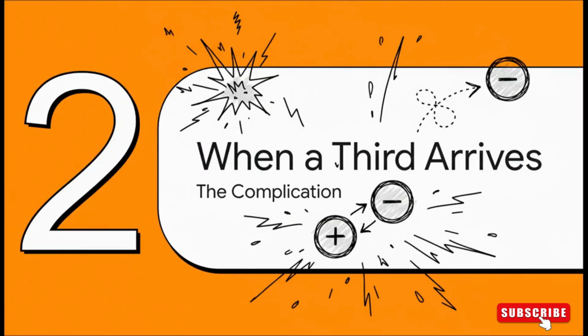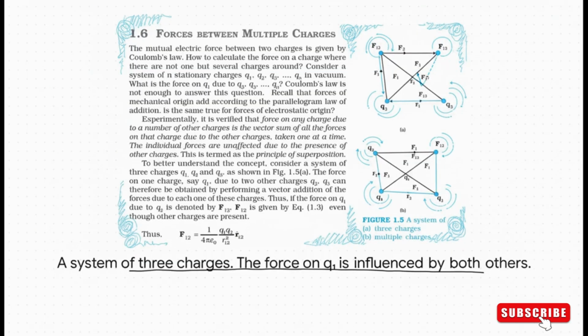All right, now things get interesting. We're introducing a new player to the game, a third charge. And this is where you think things might get really complicated. Just look at this diagram. It lays out the new problem perfectly. We've still got that original force, F12, acting between our first two charges. But now, this new charge, Q3, is exerting its own force on Q1, a force we're calling F13. So suddenly, our poor Q1 is feeling two different forces at the exact same time.